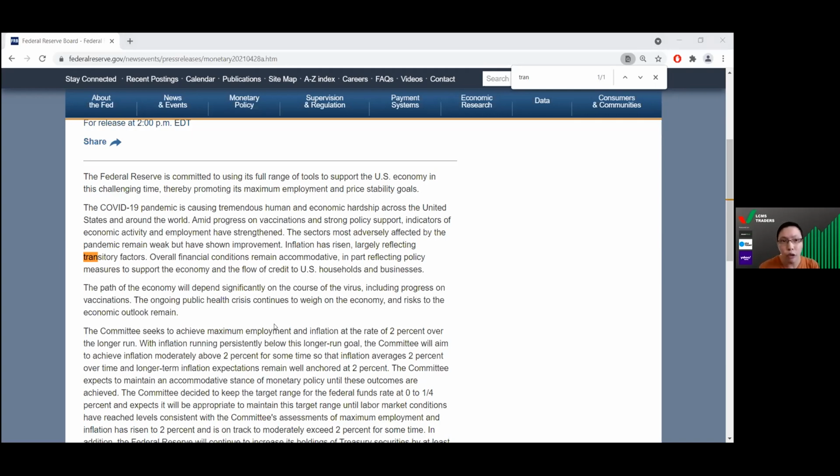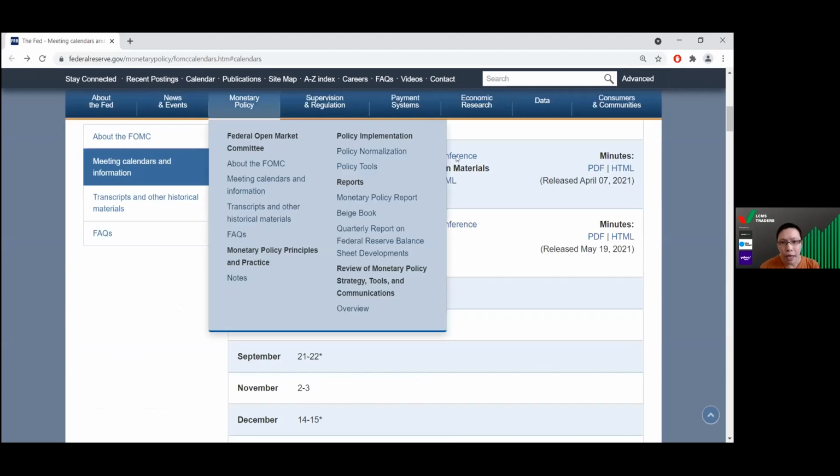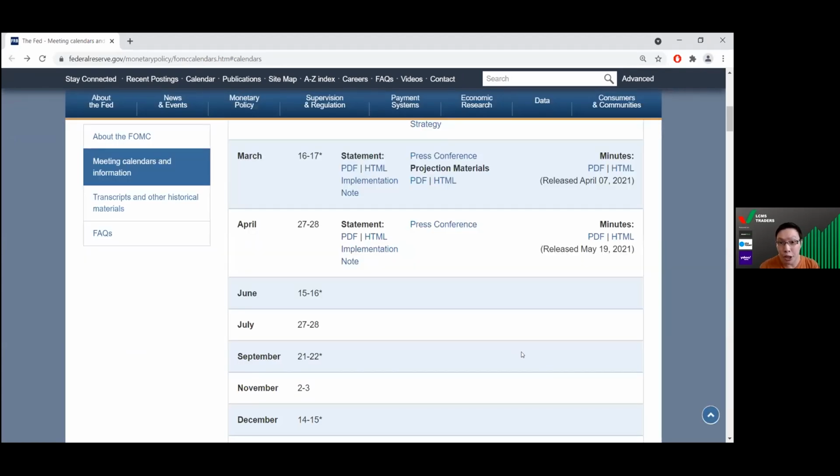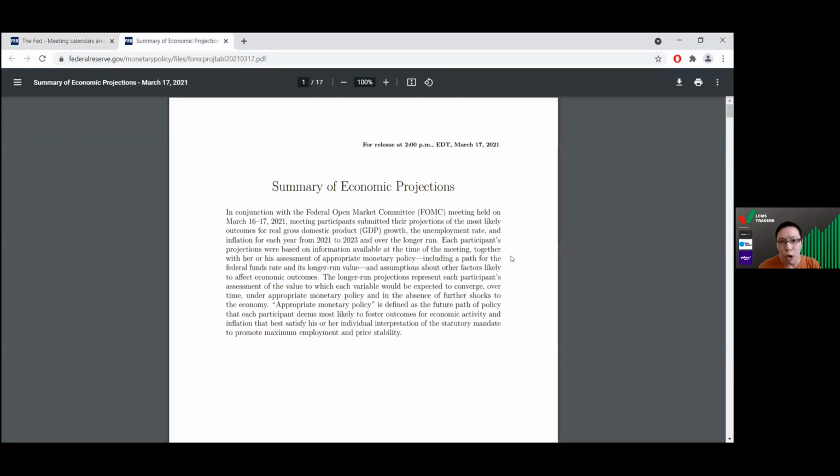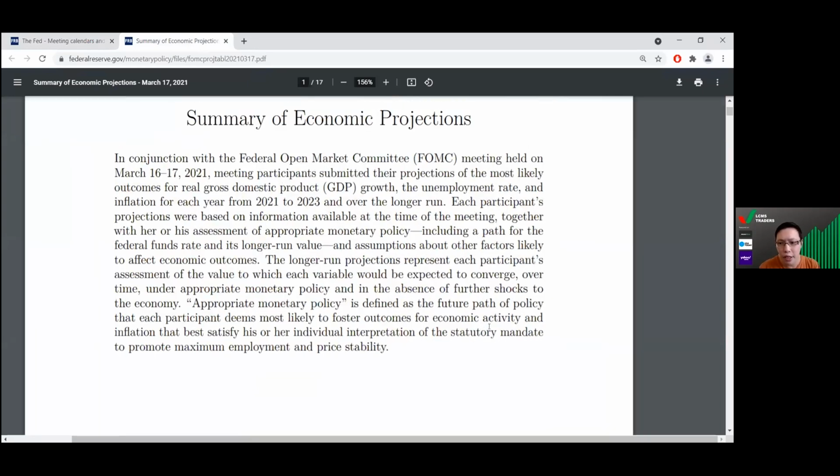The second thing to look forward to, let me go back, is the projection materials. The Federal Reserve releases projection materials on a quarterly basis. So I'm just going to use the March projection materials to give you guys a peek into what it may look like. I prefer to go to the PDF version because it's more comprehensive. It shows the dot plot, which I'll be going through later on, that the HTML version does not show. So this is how the summary of economic projections looks.